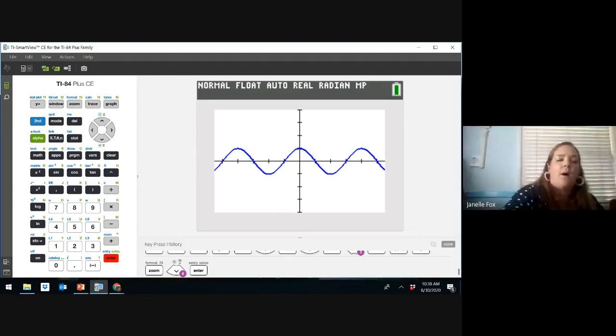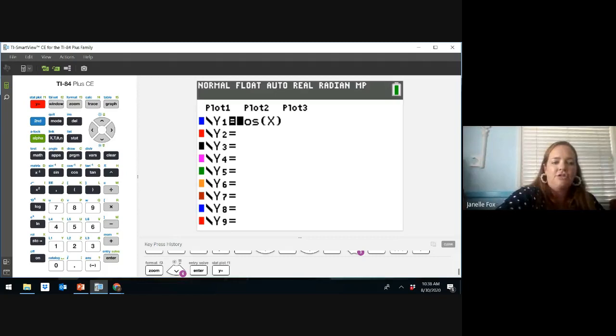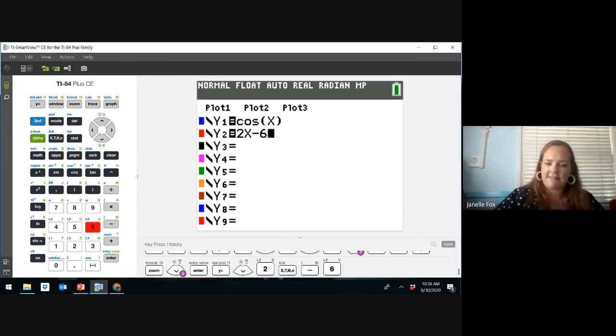Let's go back to y equals, okay? And let's go into graph number 2. So don't clear number 1, leave graph number 1, but let's go into graph number 2, and let's type in a line for this one. I'm going to just do something simple. Y equals 2x minus 6. That's 2x minus 6. And I'm not going to change the zooming window on this one. I'm just going to graph regularly.